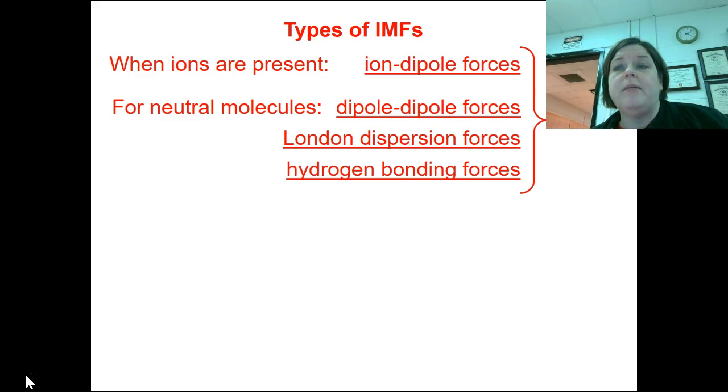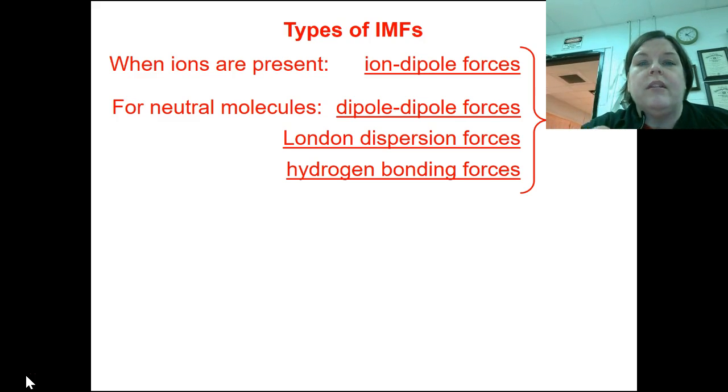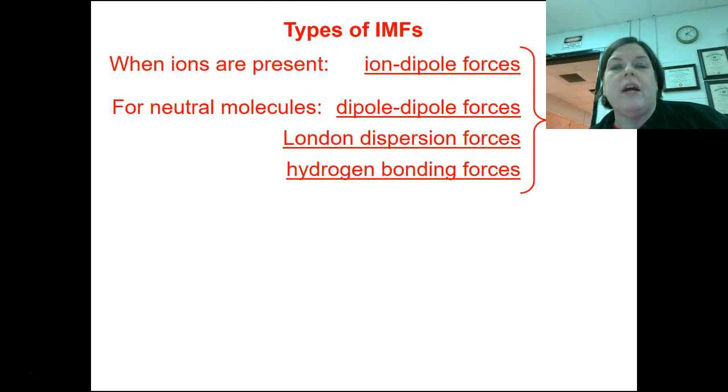So, types of IMFs, types of intermolecular forces. These are forces between the molecules, remember. If ions are present, then you have ion-dipole forces. If you have neutral molecules, that means you don't have ions present. Then you have dipole forces, or London dispersion forces, or hydrogen bonding forces. So these are the four types of IMFs we could have in all kinds of different solutions, all kinds of different materials. Ion-dipole requires you to have an ion. Dipole, London dispersion forces, and hydrogen bonding forces are for neutral molecules only.